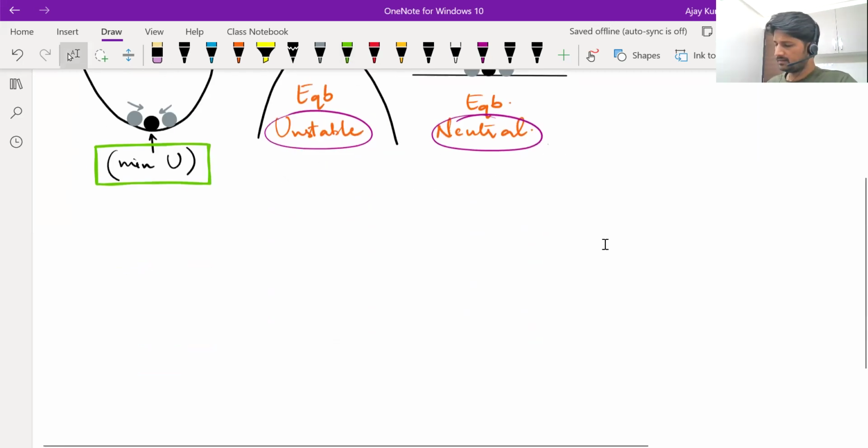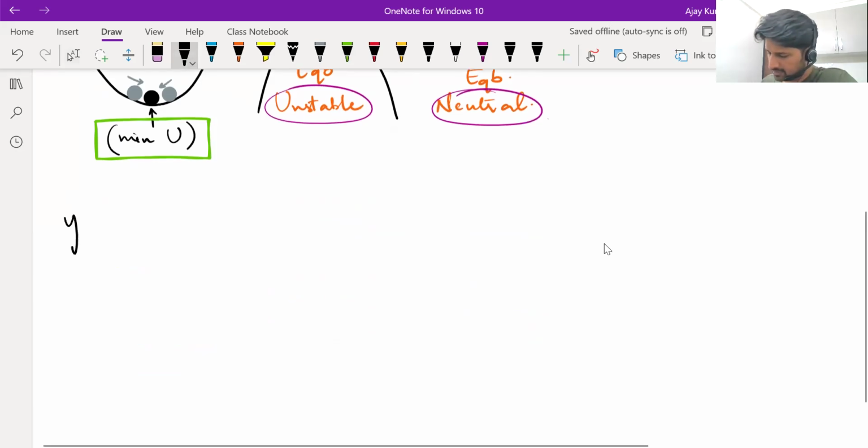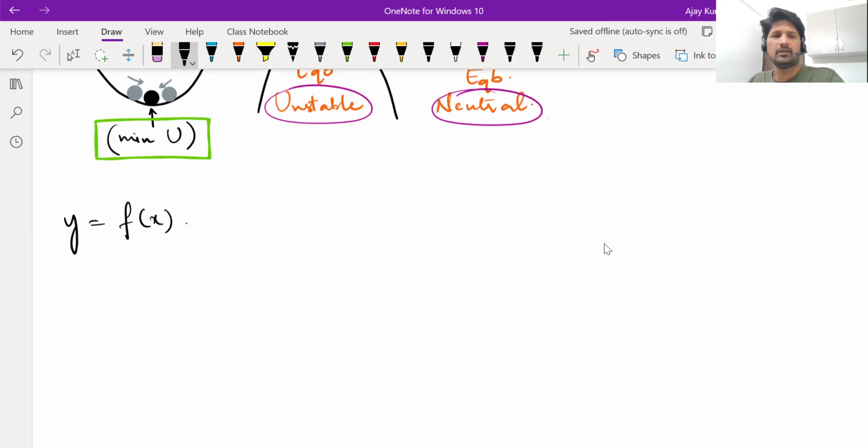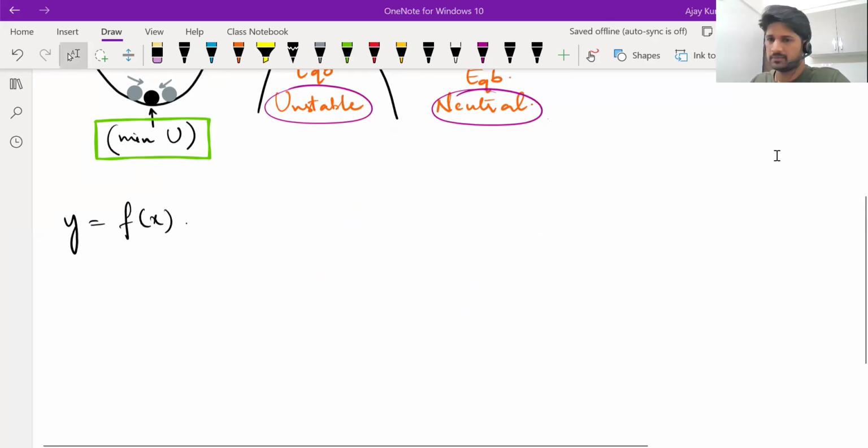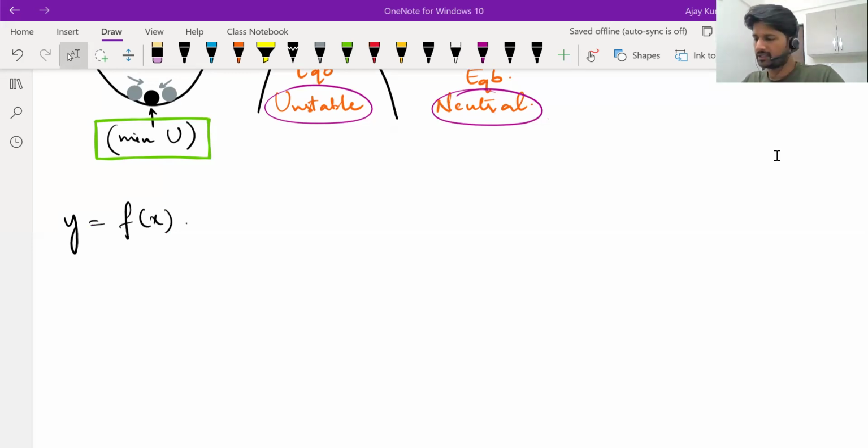Now, one of you tell me, if you have a function like y is equal to f of x, and you need to find out the maximum value of y, what are the steps? What is the first thing you need to do? If you know how y depends on x, you want to find out the maximum value of y, what can be done? Differentiate. Good. That's the first thing to do.